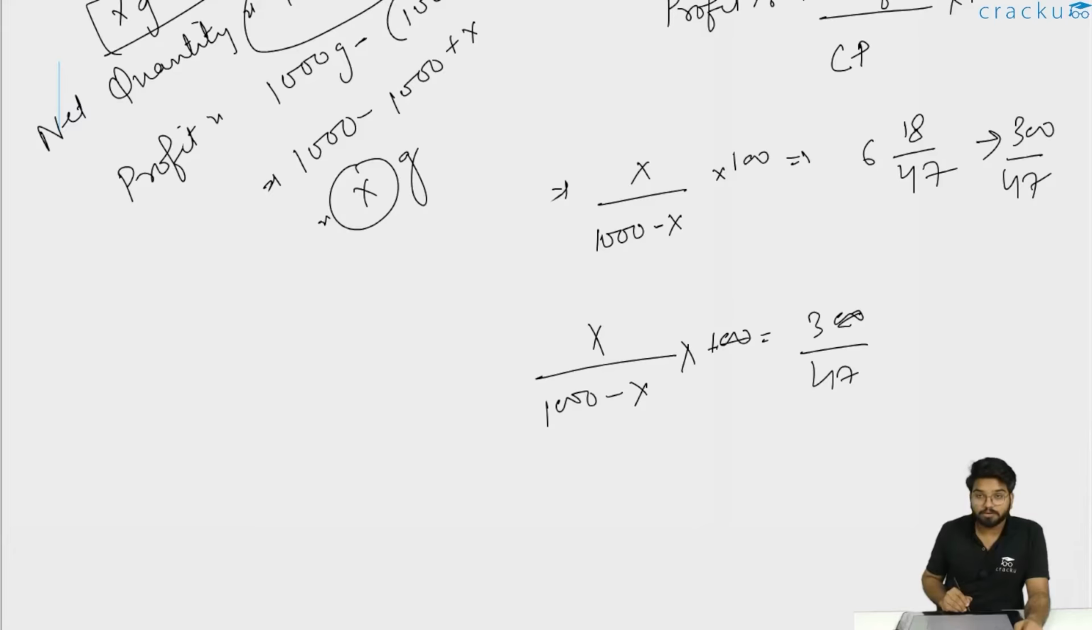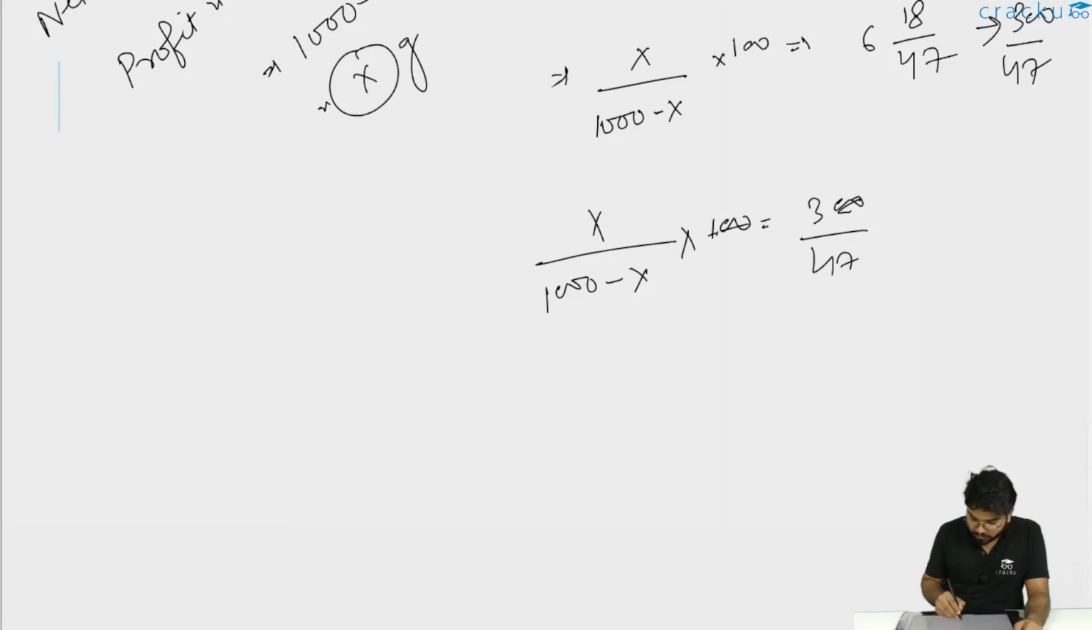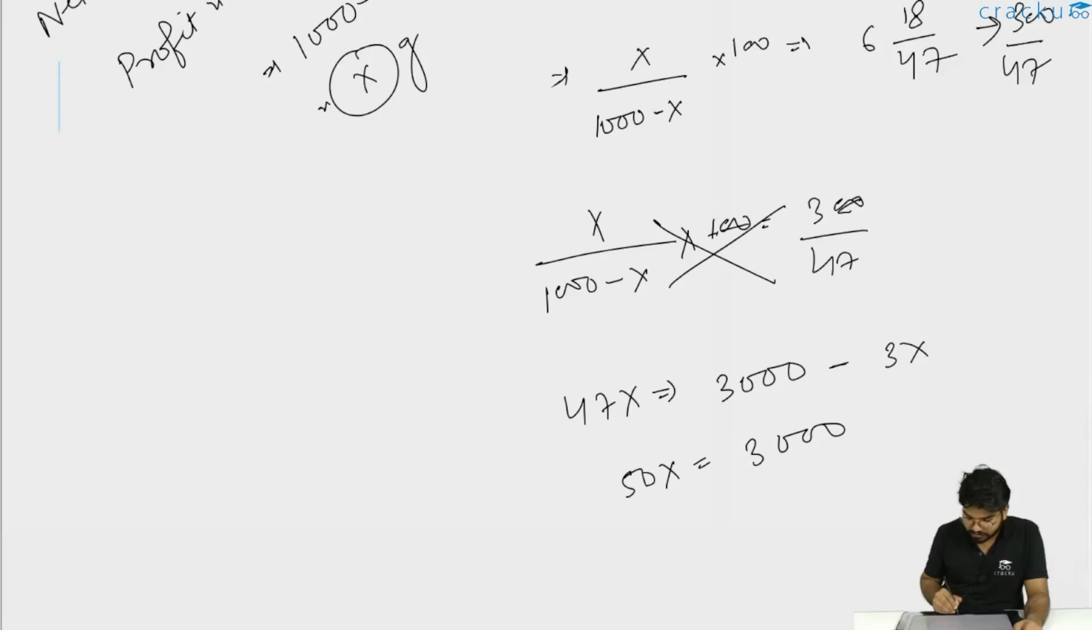These two will cancel out. We can cross multiply, so 47x is equal to 3000 minus 3x, or this will go here, it will be 50x is equal to 3000, or x will be what, 60 grams.